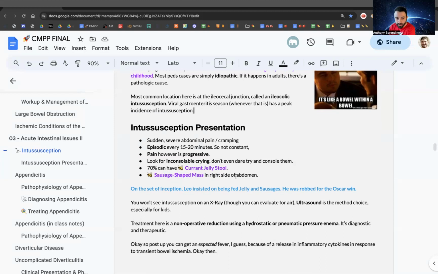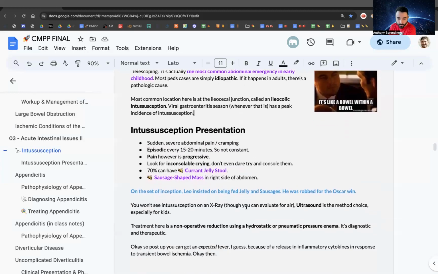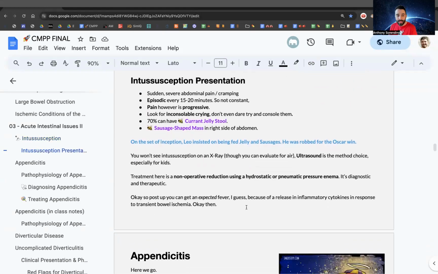Buzzword city over here. 70% are going to have currant jelly stool and a sausage-shaped mass in the right side of the abdomen. So on the set of Inception, which sounds like intussusception, Leo DiCaprio, he was robbed for the Oscar win that year. He insisted on being fed jelly and sausages. So intussusception: currant jelly, sausage-shaped mass. There you go.